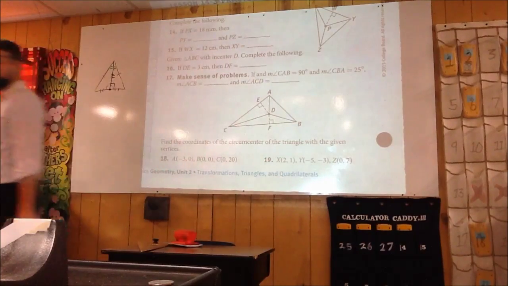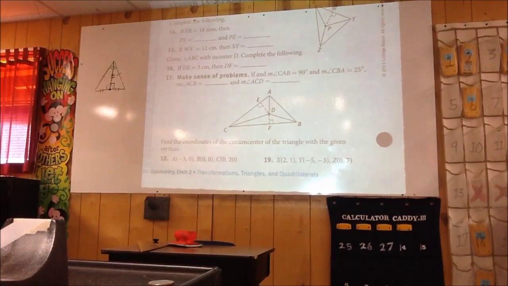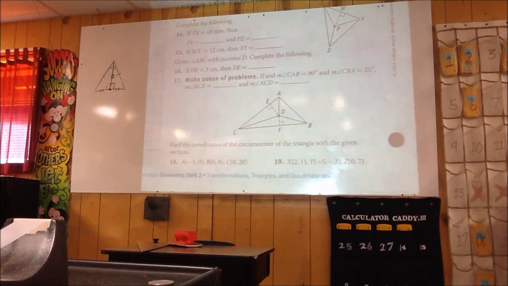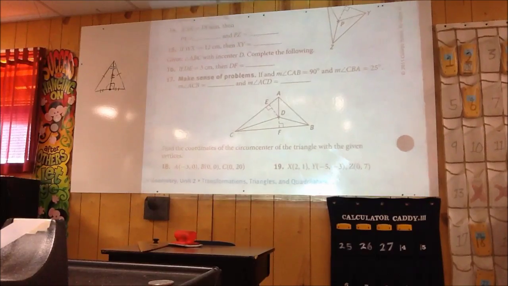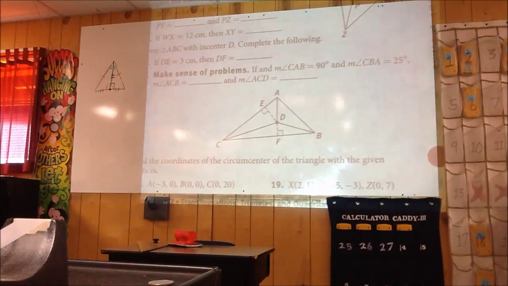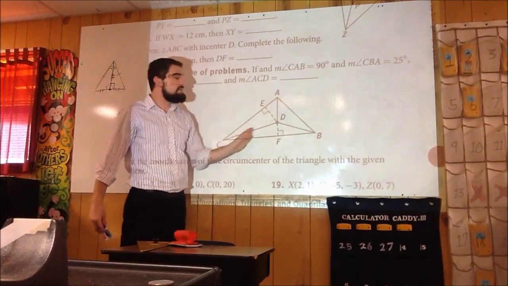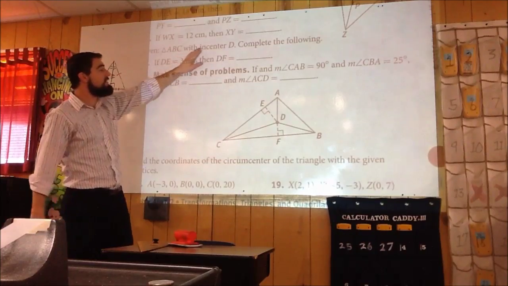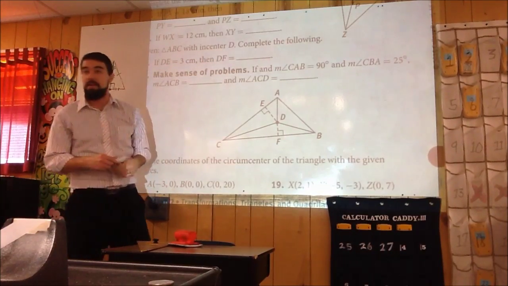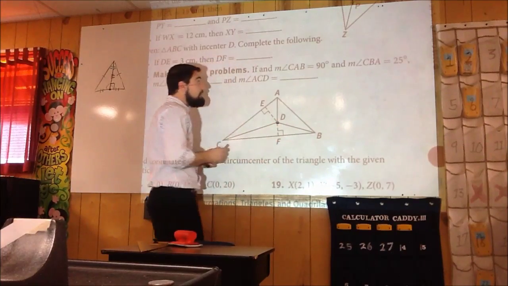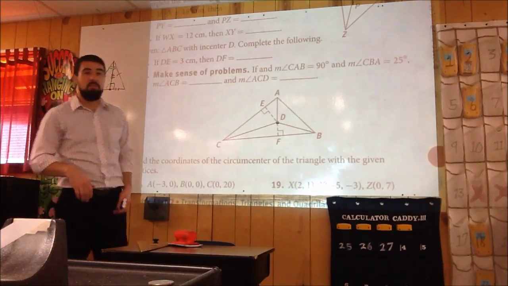What's that? 17. Number 17. Number 17 says that if the measure of angle CAB is equal to 90 degrees and the measure of angle CBA is 25, what are the missing angle measurements that they have? Well, first let's look at the instructions. It says that we are given triangle ABC, so that we're given this triangle with in-center D.